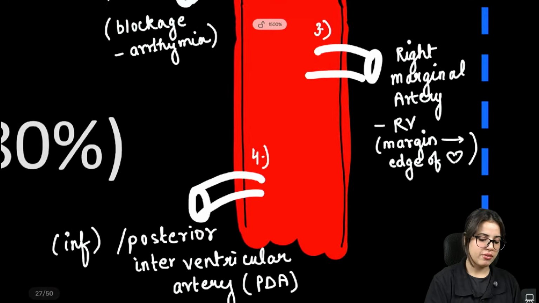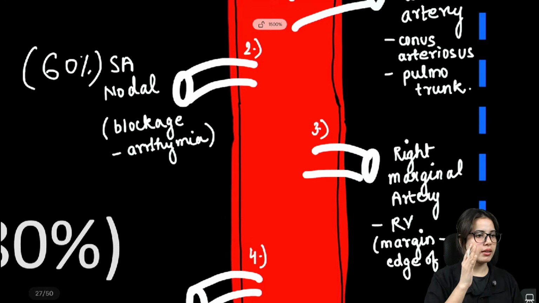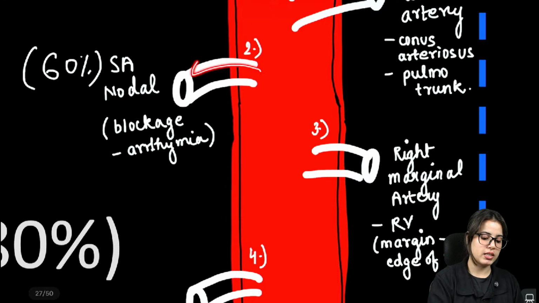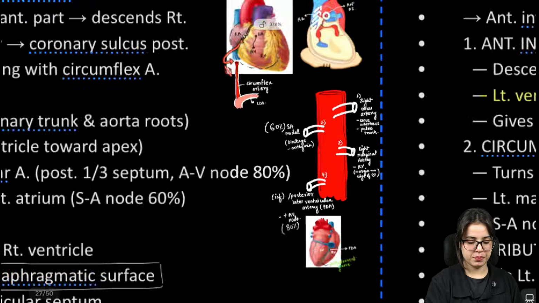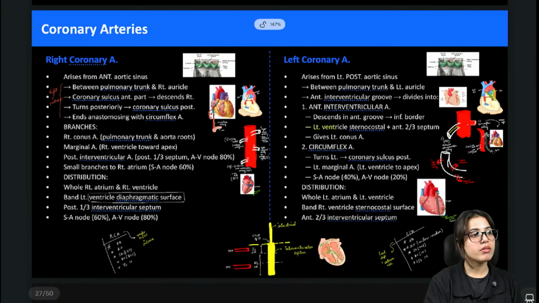While here, if RCA gets blocked or anything happens to RCA, because in 60% of people it's providing supply to the SA node, it causes arrhythmia. Okay, that's the clinical importance. So I think we are completely done with coronary arteries. If anybody asks you, they probably don't ask like this. They're going to ask you specific things, like tell me the branches or tell me the distribution of coronary arteries.